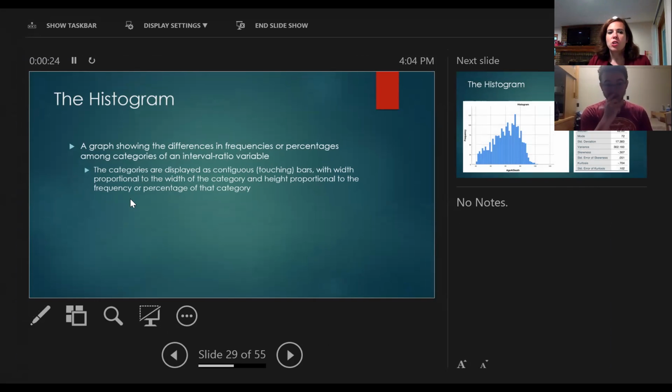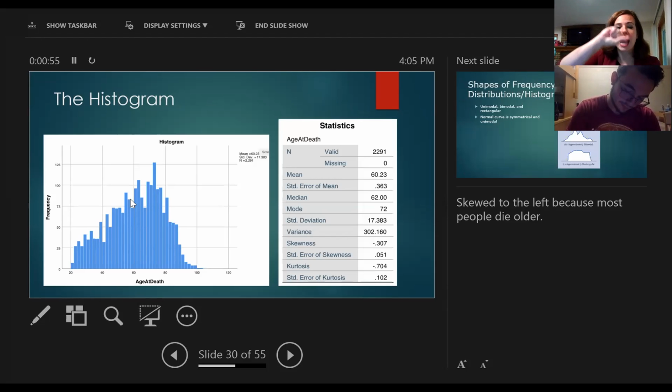Yep. Okay, so a histogram is a graph that shows the difference in frequency, or sometimes percentages, among categories of specifically interval ratio variables. This is not going to be for nominal data. We talked about bar graphs being better for nominal data. Histogram is for interval ratio variables. Let me just show you. This is what it looks like. The bars actually touch one another because as one category ends, the other one begins right away.